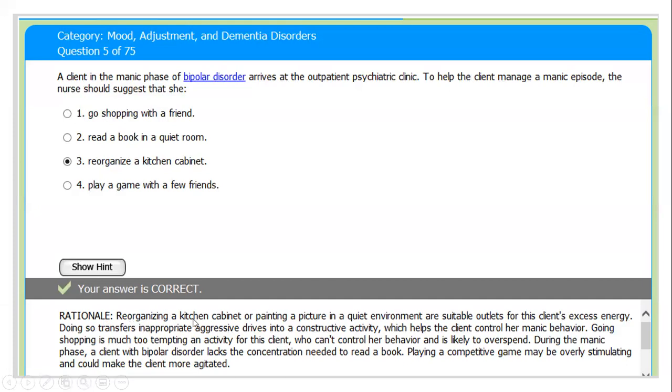The rationale says reorganizing the kitchen cabinet or painting a picture in a quiet environment helps the client control her manic behavior. Going shopping is much too tempting an activity for this client, who cannot control her behavior and is likely to overspend. During the manic phase, a client with bipolar disorder lacks the concentration needed to read a book. Playing competitive games may be overly stimulating and could make the client more agitated.